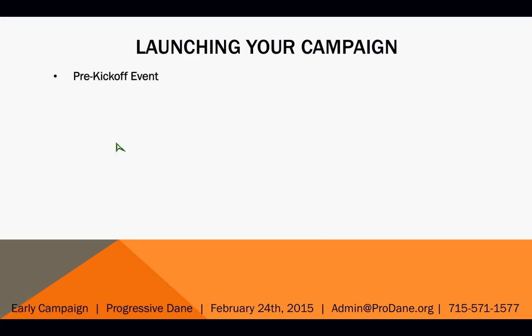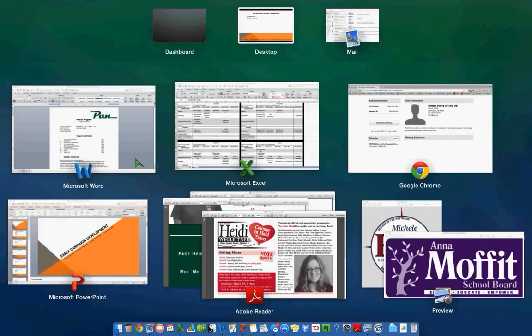Now, the next thing is launching your campaign. Most campaigns from the congressional level down through the city council level will launch with some kind of a kickoff event, some kind of a big either fundraiser or something else. Before you get to that, there's a couple things you'll want to do. The first thing is just plan the event itself. And I'm going to switch over here and show you just an example.